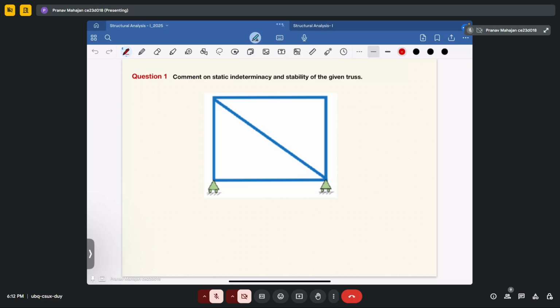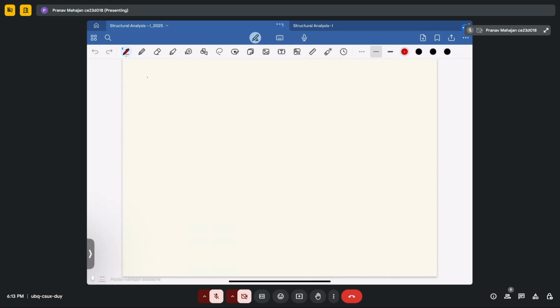So this is a simple truss given to you. You have to determine the static indeterminacy and the stability of truss. So what is the criteria for stability of truss? So stability of truss is defined by: when your degree of static indeterminacy is equal to 0, then you say the structure is just stable.